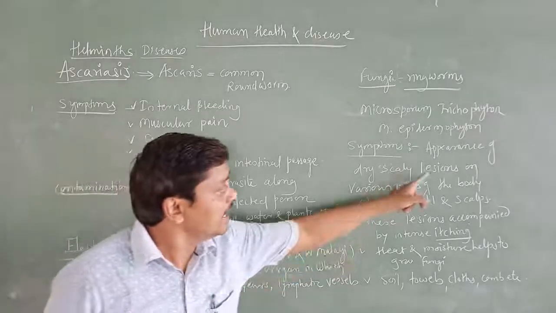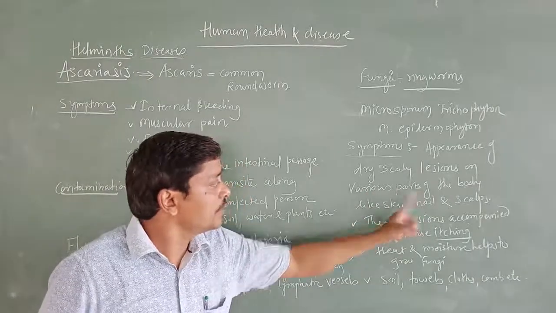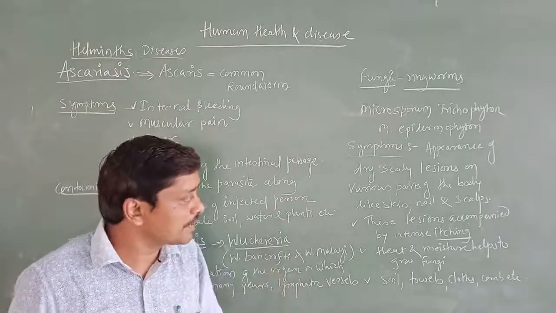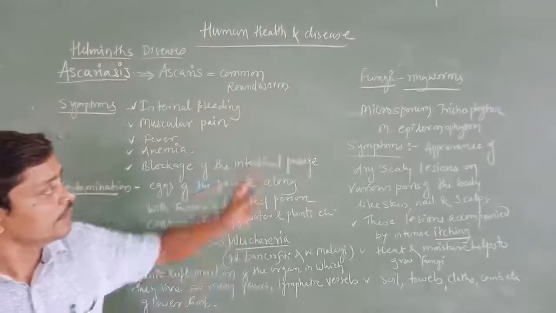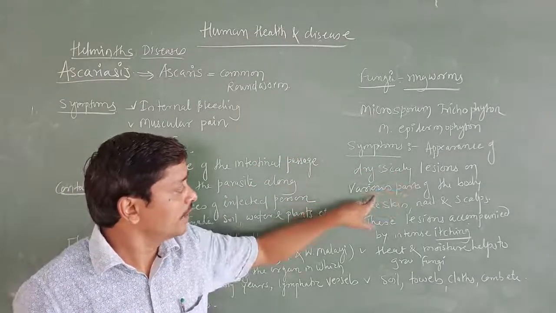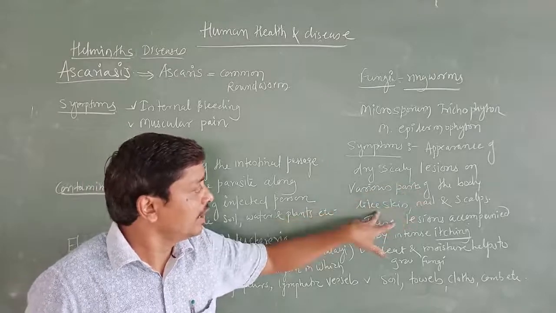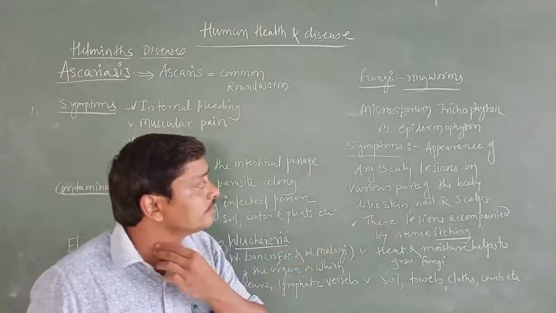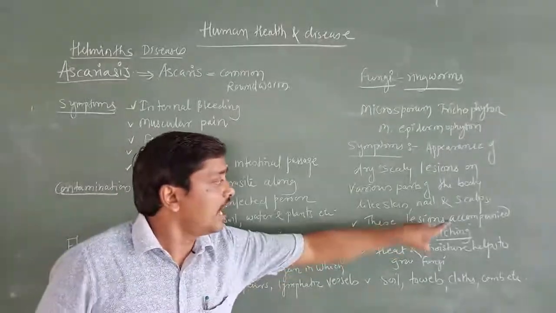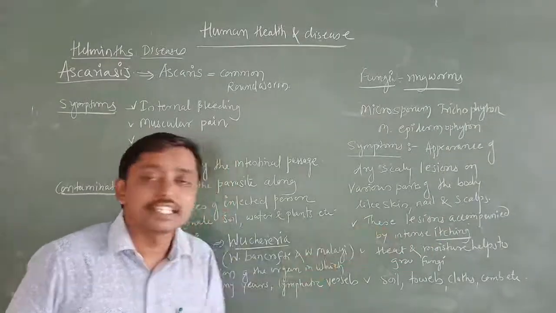Scaly lesions on various parts of the body, like the skin, nails or scalp. Understood? So the first symptom is the appearance of dry scaly lesions on various parts of the body, like skin, nails and scalp. And these lesions are accompanied by intense itching.